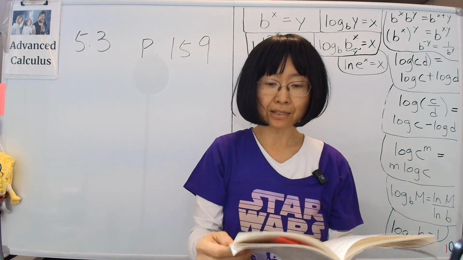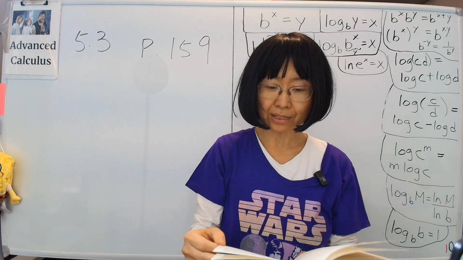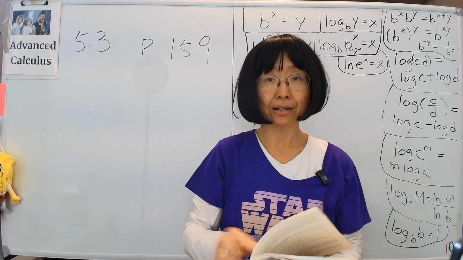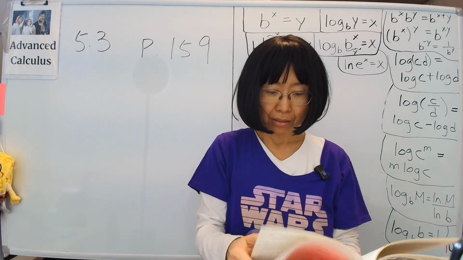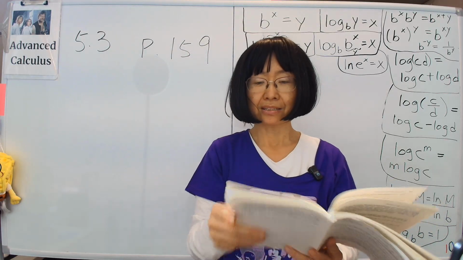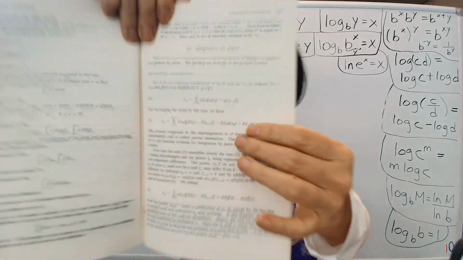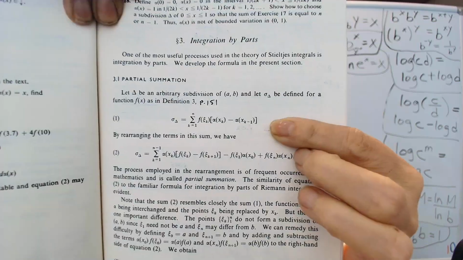In proving integration by parts, once we get the summation done, then the integration is just a matter of taking things to the limit. Okay, so let me find my page. I lost the page. Here it is. So coming back to page 159, here's the sigma delta. That is the summation part that we're going to focus on.